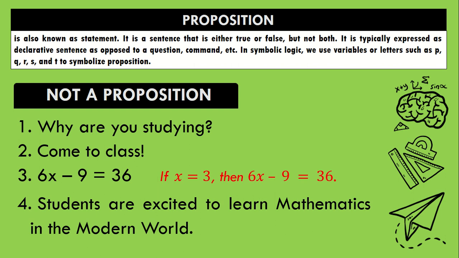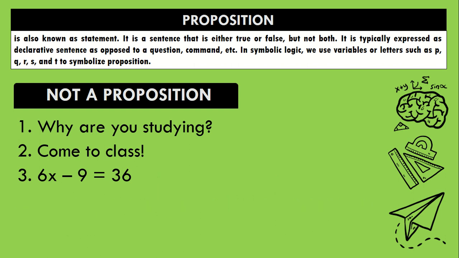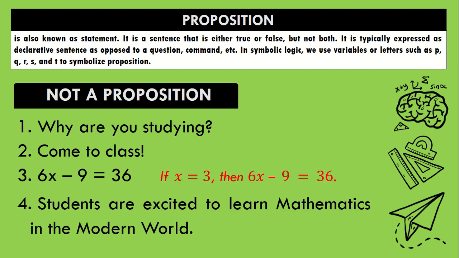As you can see here in the previous one, it's just an equation. You don't have any value of x. So therefore, you can't identify its truth value. But in here, we put a value of x, and we can identify that this is a false proposition. If x equals 3, then 6x minus 9 equals 36. If we solve for the value of x, it's not 3. It's 45 over 6. So therefore, we can identify that this is a false proposition.